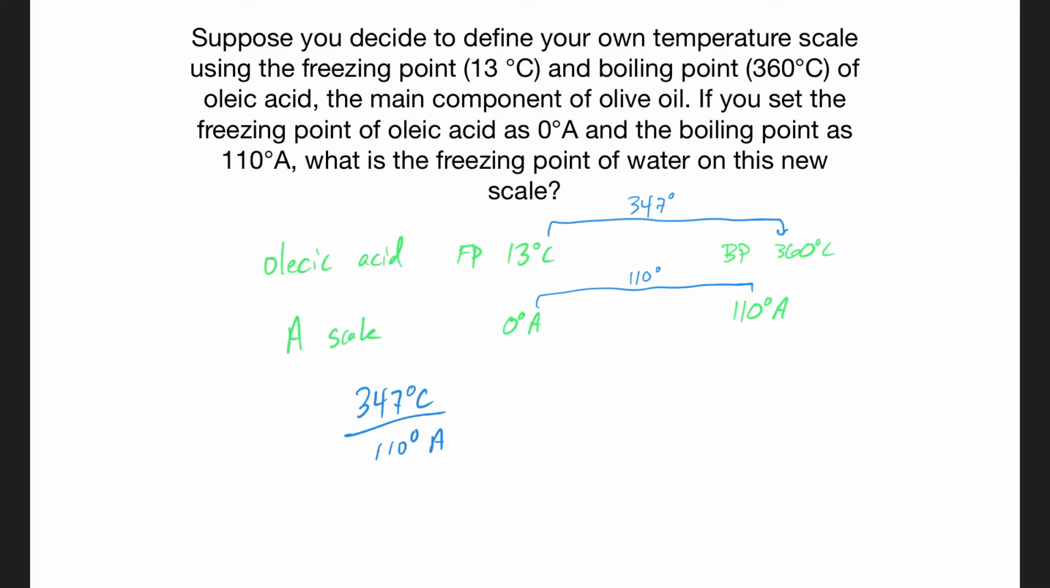So how do we go about doing that? Well, we know the freezing point of water normally is 0, right? So let me write all that up here. So for water, the freezing point is 0 degrees Celsius, and the boiling point is 100 degrees Celsius. I don't need the boiling point, I just need the freezing point. So if the freezing point of water is below the freezing point of oleic acid by 13 degrees, then on the new scale, the freezing point of water is going to be still lower than the freezing point of oleic acid on the degrees A scale. The question is, by how much?